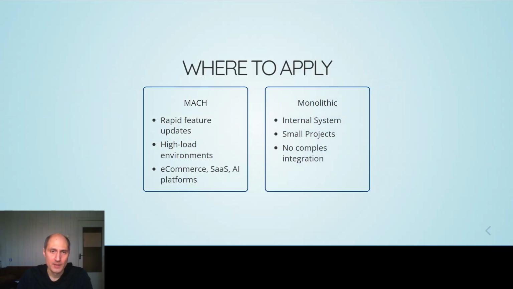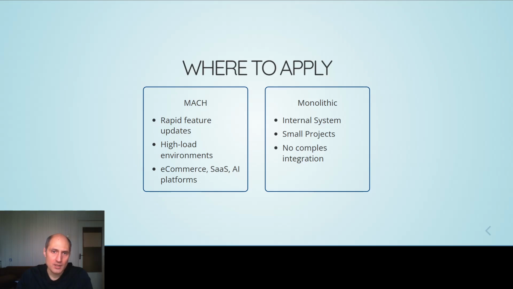Where to apply? When is MACH better? MACH is better for businesses that require frequent feature updates, companies operating in high-load environments, e-commerce, and AI platforms. Where is monolithic architecture better? Internal corporate systems and small projects that do not require complex integrations.